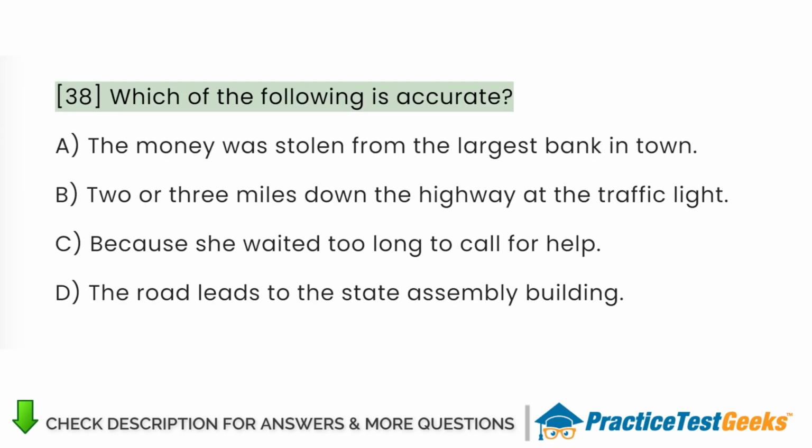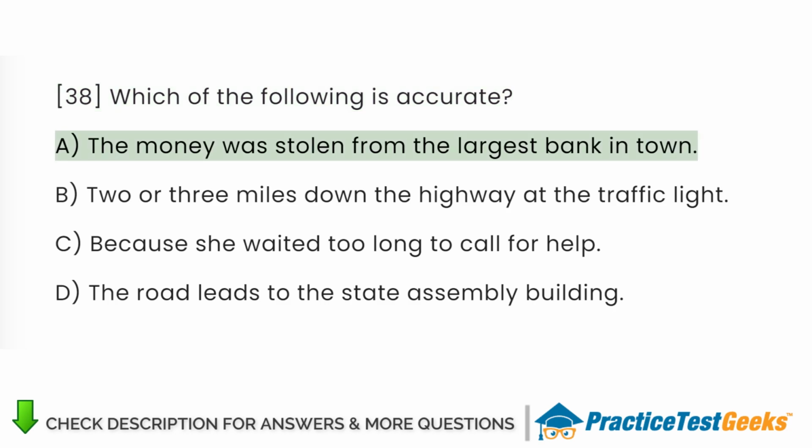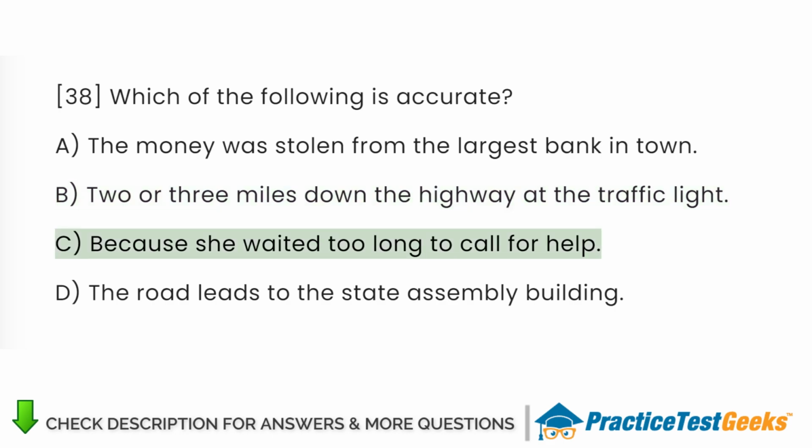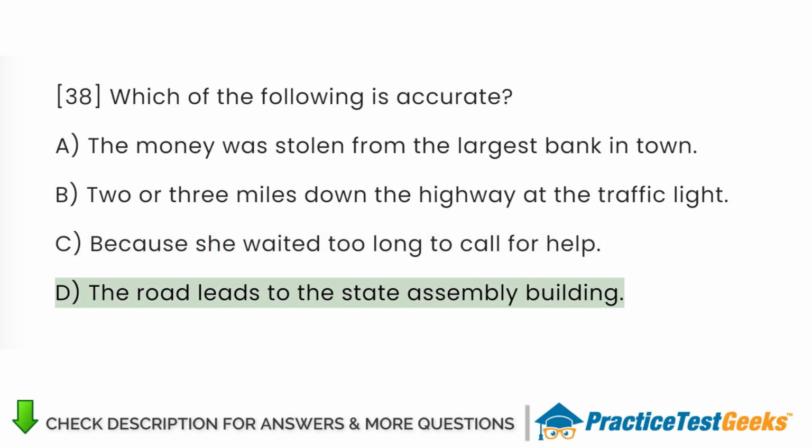Which of the following is accurate? A. The money was stolen from the largest bank in town. B. 2 or 3 miles down the highway at the traffic light. C. Because she waited too long to call for help. D. The road leads to the State Assembly building.